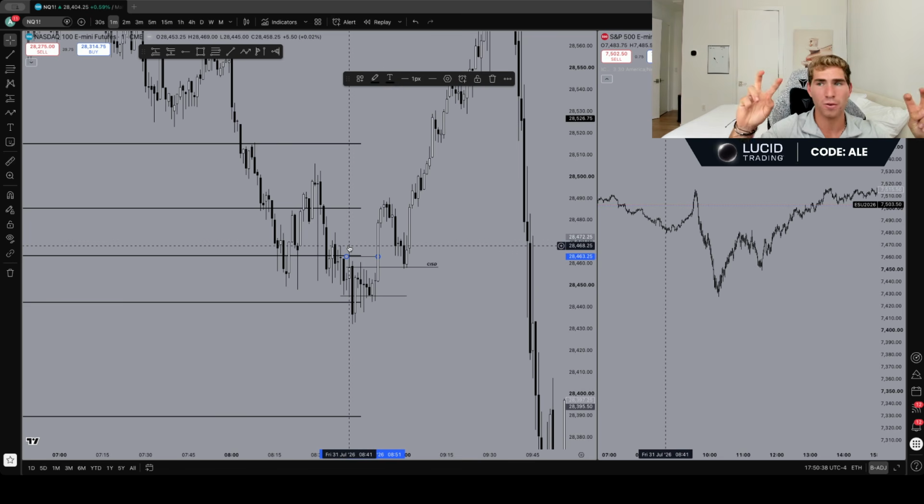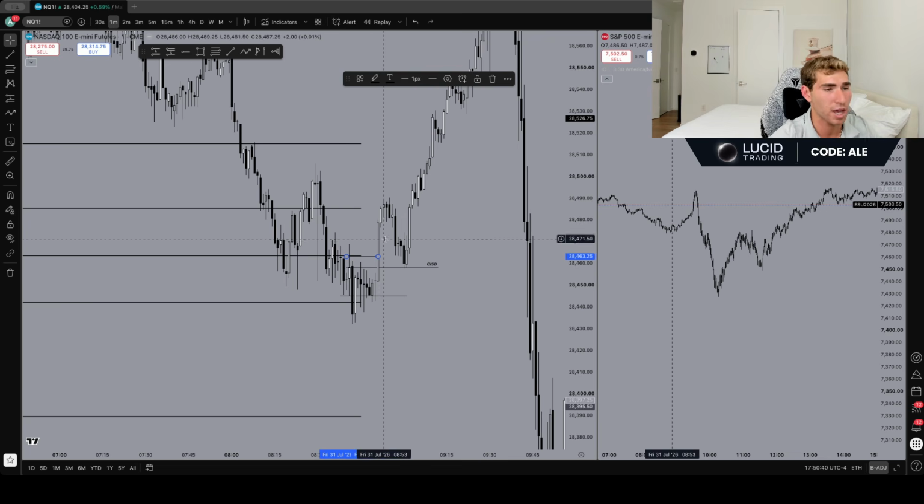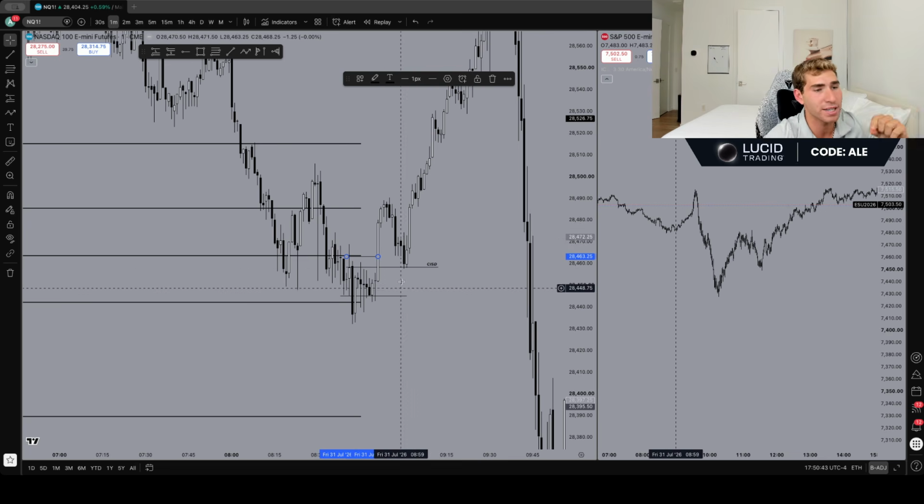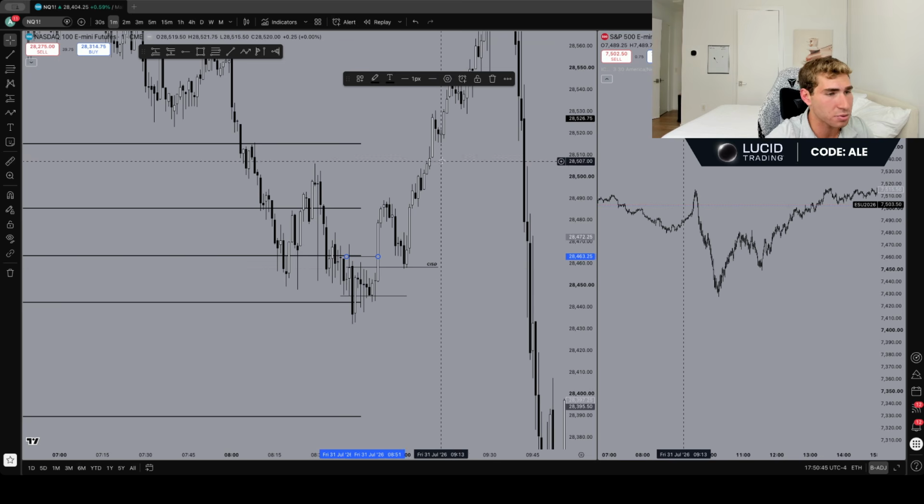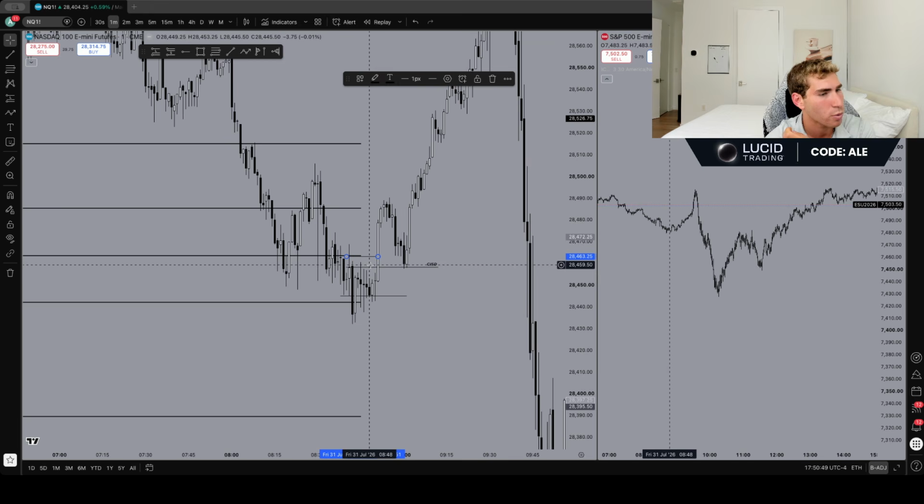Would that be a break of structure to the upside? No, price would still technically be in bear structure, but we did change the state of delivery to the upside because we closed above the body's closure. That is how this theory works, right?